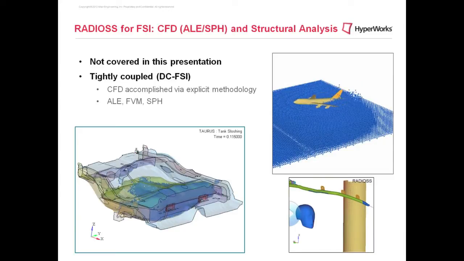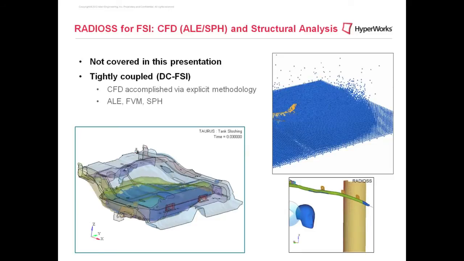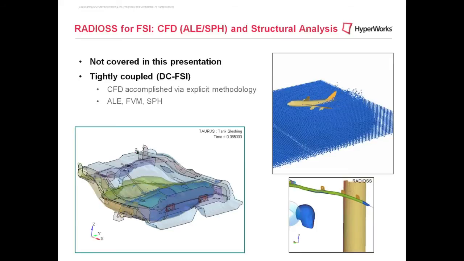On the left-hand side is fuel tank sloshing. On the right-hand side is aircraft ditching. And on the lower right, the animation is an airbag deploying. So there are some technologies where explicit CFD codes have proven to be very, very robust. But we're going to limit this presentation today to AcuSolve for the CFD solution and Radioss for the structural solution. And we'll discuss the different levels of coupling.